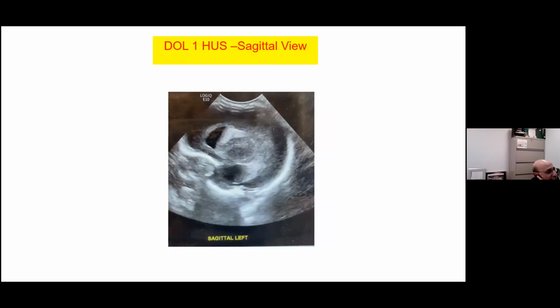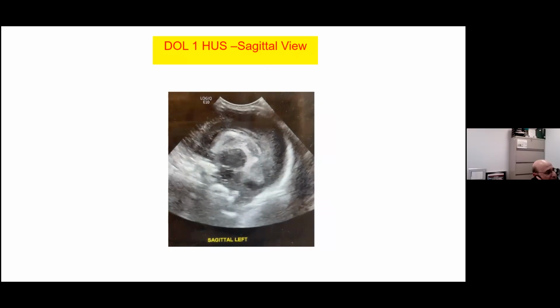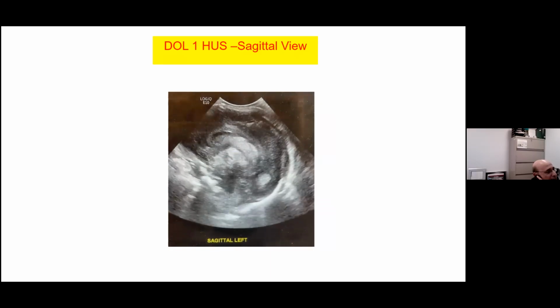This is lateral on the left. Okay, and you can see this very large intraventricular hemorrhage over there. You could argue maybe the white matter is increased. There could be distension affecting the venous return.